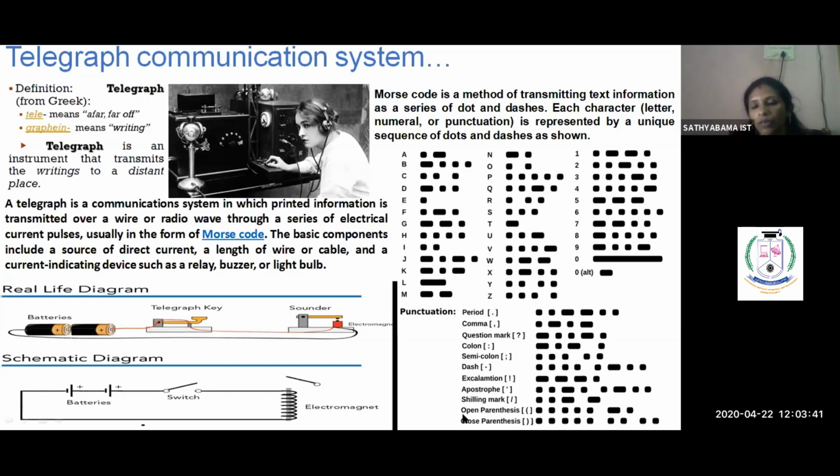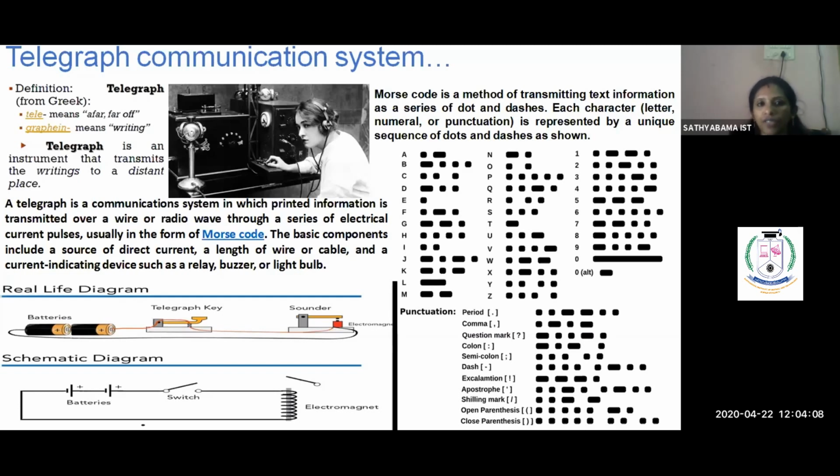In earlier times, before the invention of telephones and all, we used to just send telegrams to places for easier communication, and this was developed by the Greeks. A telegraph is an instrument that transmits writings to distant places. Here, the operation takes place by means of Morse code.